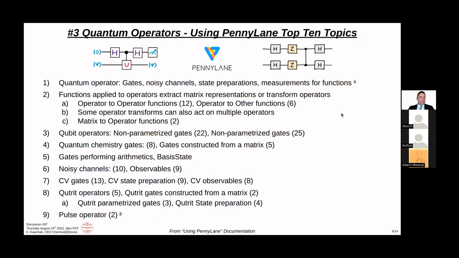Functions also apply to operators to extract matrix representations or transform operators. Another word you have to familiarize yourself with is transform. With this being basically 10 slides, for the bulk of it, I didn't include all 12 of these operator-to-operator functions. You have operator-to-other functions. Some operator transforms can also act on multiple operators, matrix-to-operator functions. And then you'll see qubit operators.